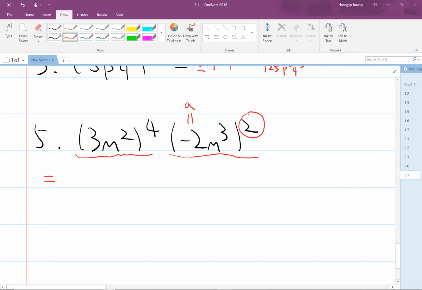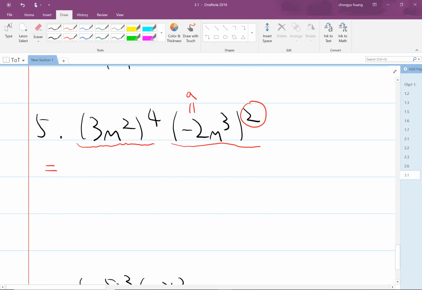Don't get confused, okay? You know negative 2 is a negative integer, but the condition we need for a is a real number, and negative 2 is a real number. So the condition does hold. So now we are actually able to apply it.